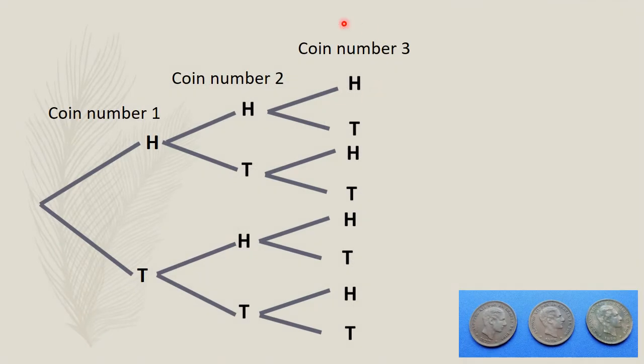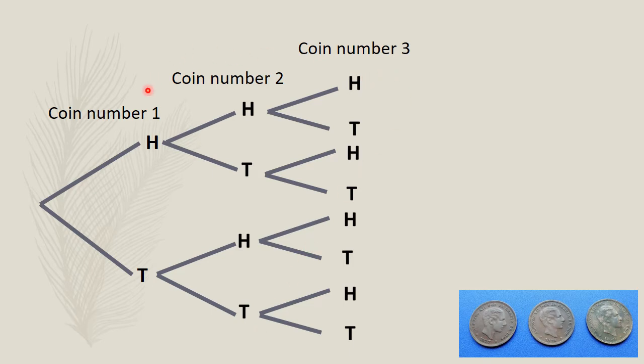Then for coin number three, you do exactly the same. Again, if you flip coin number three, it can land on heads or tails. But you have to list all those possible outcomes linked to the previous outcome, both of them linked to the previous outcome. So it looks like a lot of options.